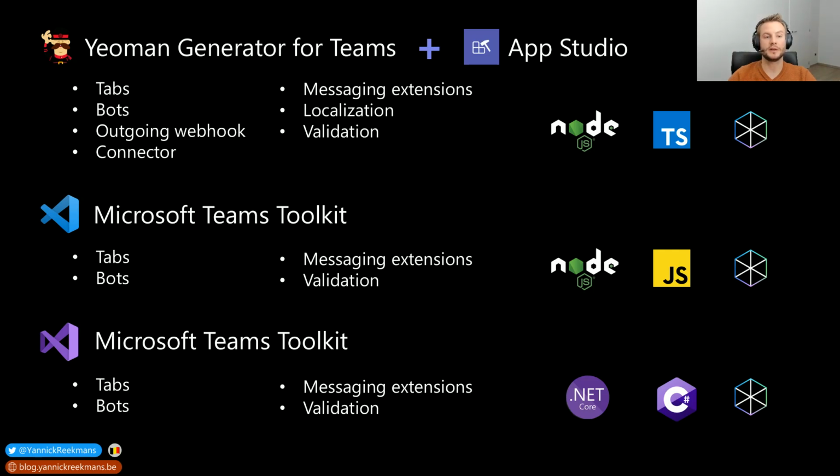It supports creating tabs and bots and also messaging extensions, and it includes the validation capabilities that were first introduced in App Studio. The differences between the Microsoft Teams Toolkit for Visual Studio and Visual Studio Code lie in the underlying technology. Visual Studio Code will scaffold the files based on Node.js, but it will create JavaScript files. It will also include the Fluent UI.